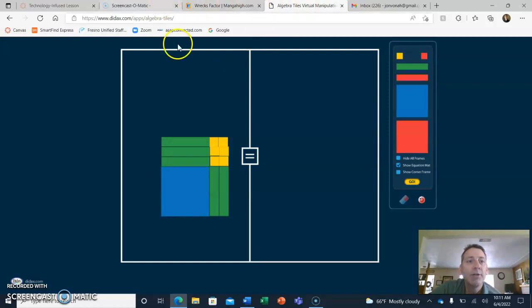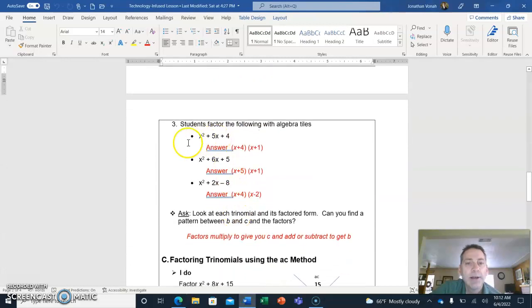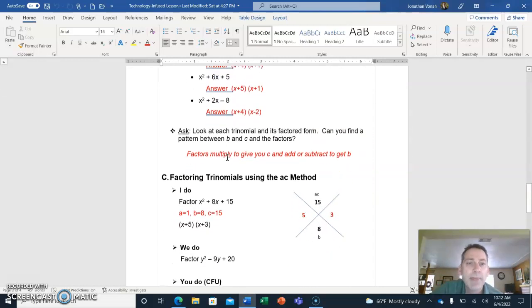All right. So basically, I would just have students then practice that. I have several examples here, like x squared plus 5x plus 4 that they could factor. So that gets their hands on it. It's a concrete form of learning.